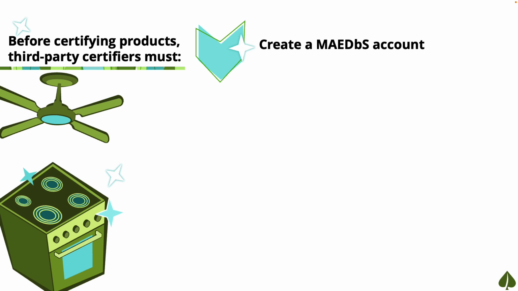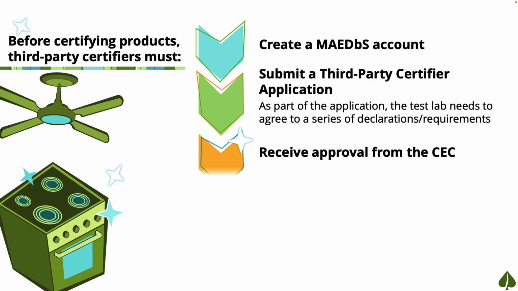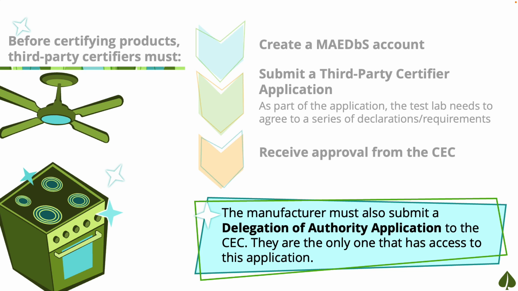Third-party certifiers must create an account on the MAEDbS, submit an application, and get approval from the CEC to serve as a third-party certifier before they can submit products for certification on behalf of a manufacturer. In addition, a manufacturer must submit a delegation of authority application to the CEC so the third-party certifier will have permission to upload product information for that manufacturer. This delegation of authority application is available under the manufacturer's account on the MAEDbS, and only manufacturers have access to it.